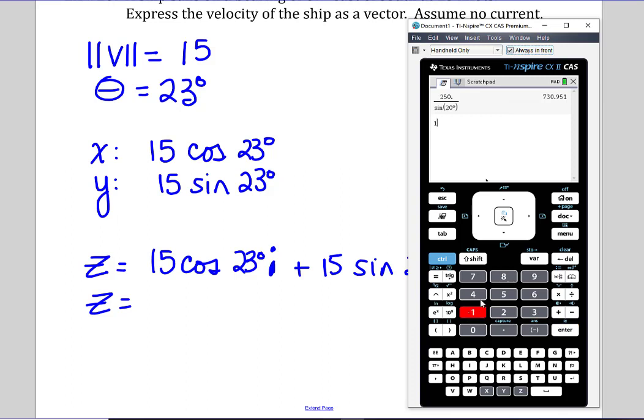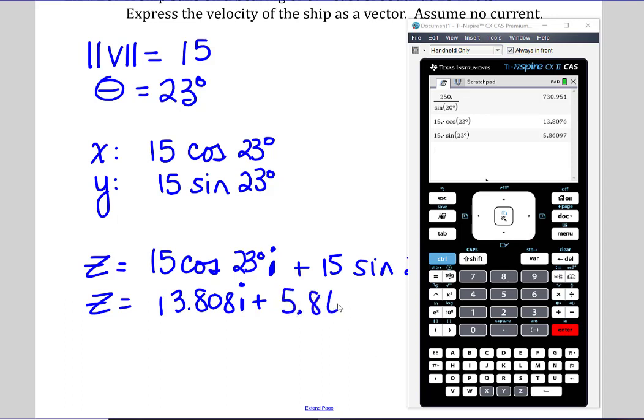So let's see, we got 15 and cosine of 23 degrees is 13.808 in the i direction, and 15 sine of 23 degrees in the j direction is going to be 5.861 in the j direction.